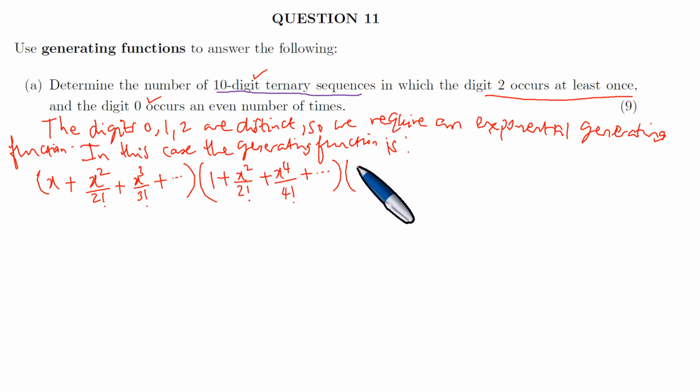You also have another generating function, x squared over 2 factorial. We shall discuss this. I'm going to elaborate on these generating functions and their significance in this kind of problem. We have 3 factorial plus dot, dot, dot.